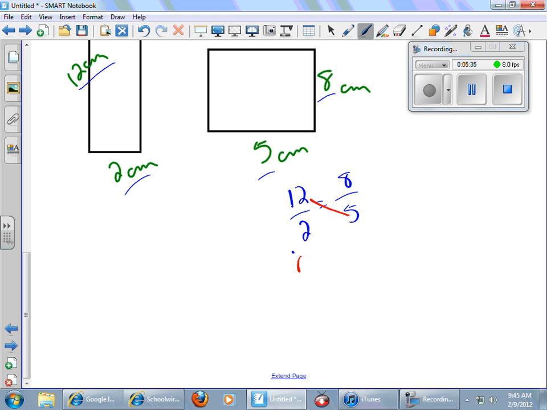Well, 12 times 5 is 60. 2 times 8 is 16. They do not equal each other. These polygons are not similar. All right.